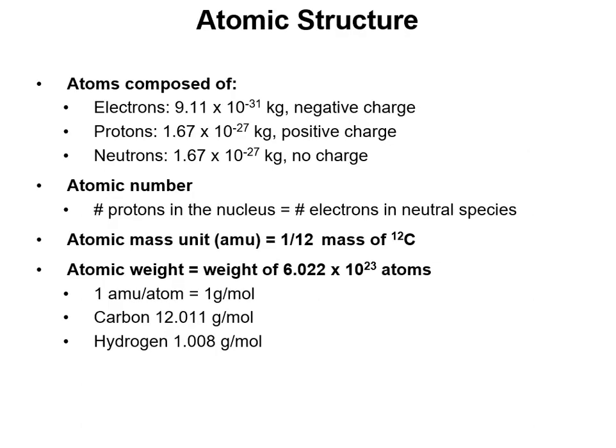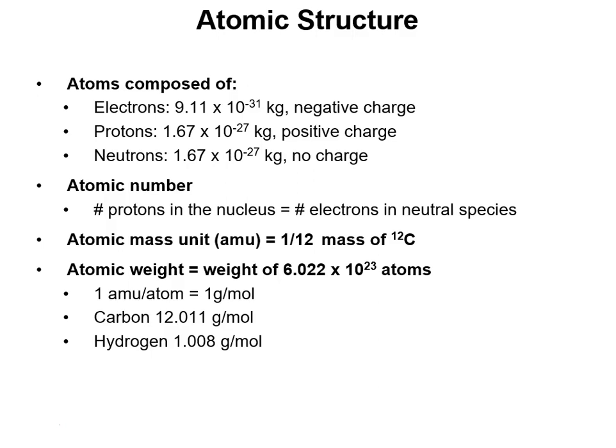Okay, starting off with real fundamentals, atomic structure. As most of you know, atoms are composed of electrons, protons, and neutrons. These are all particles that have real mass. Very small mass, but real, so it isn't just relativistic mass. And electrons have a mass that's about 4 orders of magnitude less than protons and neutrons.